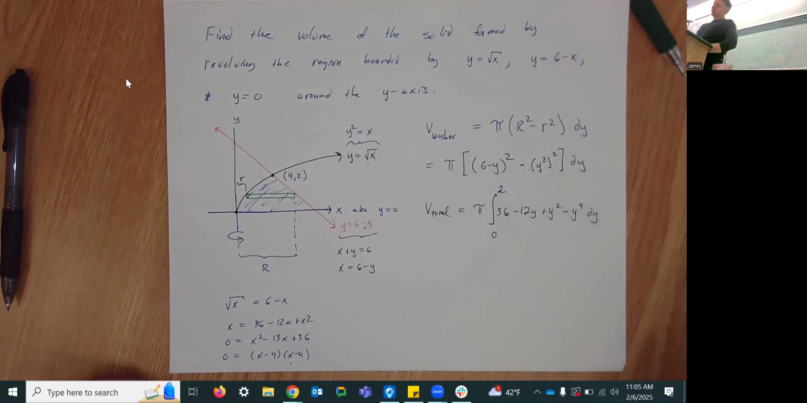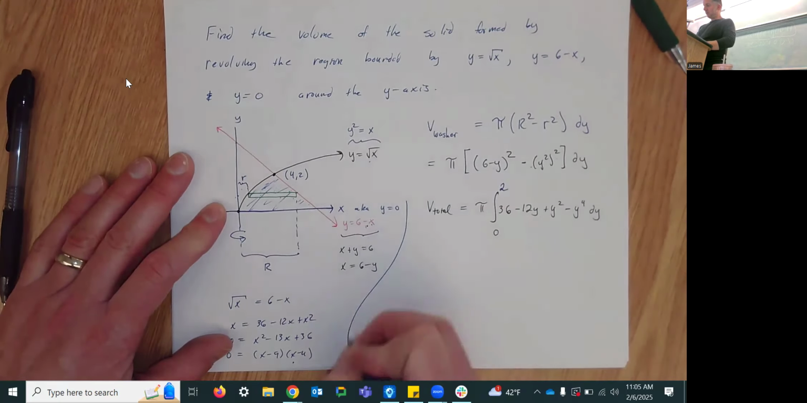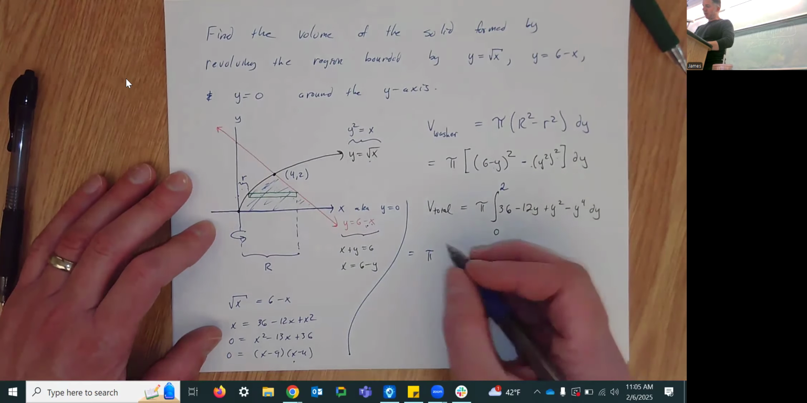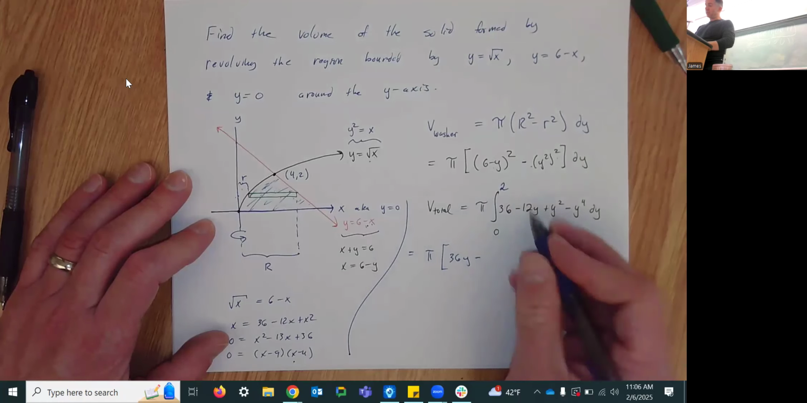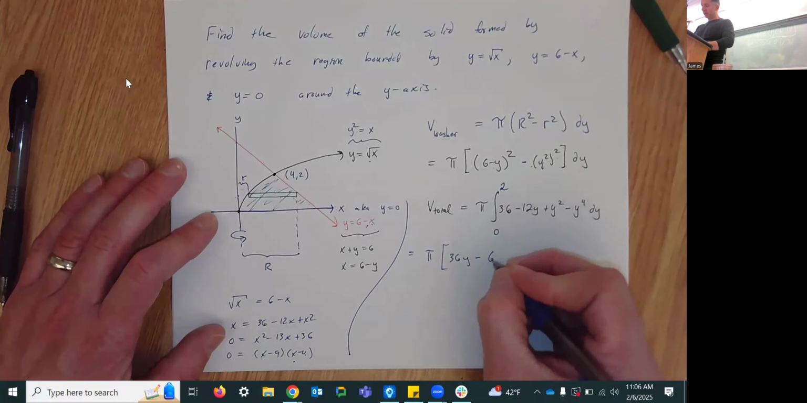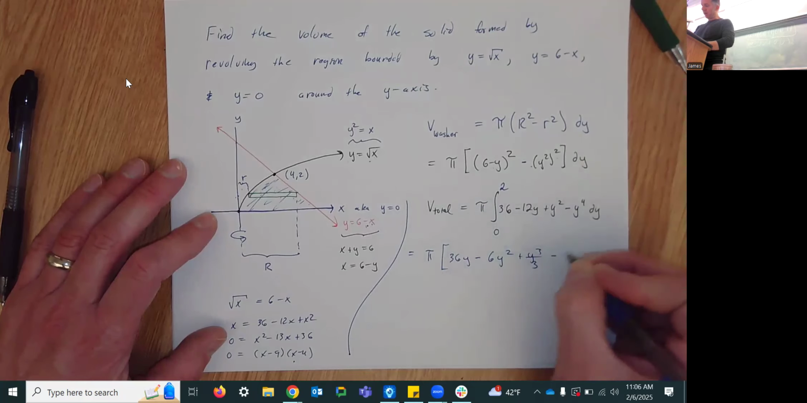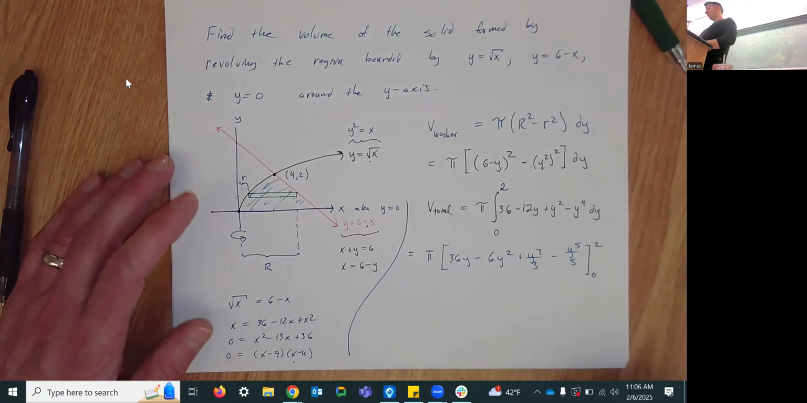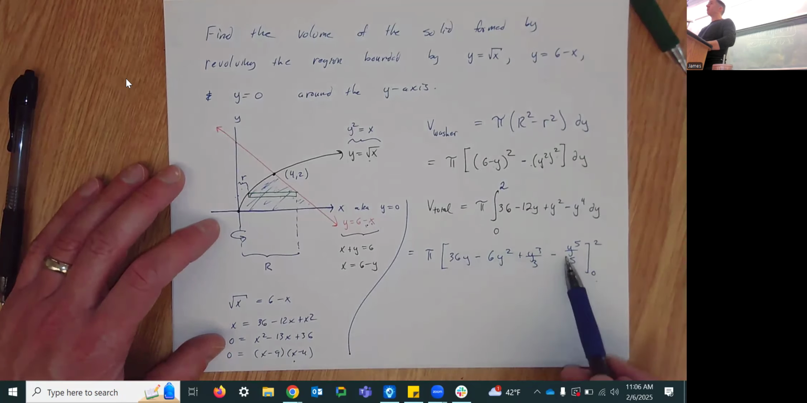And I said we were going to do this one, so I guess we'll do it. So integrating this, it's kind of gross, but it's not that gross. So you're going to get, let's see, 36y minus 12y squared over 2, which is 6y squared, plus y cubed over 3, minus y to the 5th over 5. Evaluate from 0 to 2. Do a quick check before I plug in. If I were to plug in 0, every term would be 0. So I'm not going to worry about that.